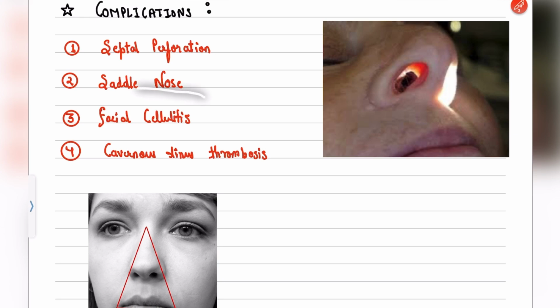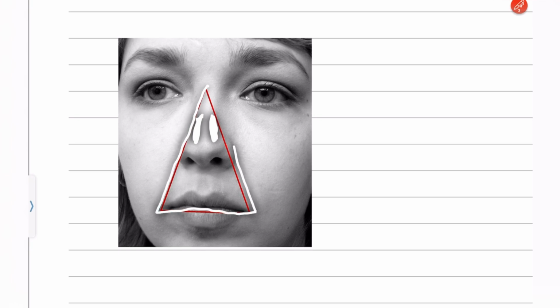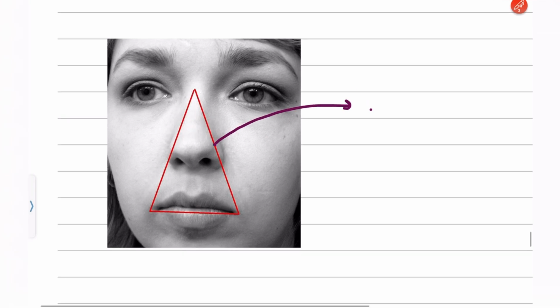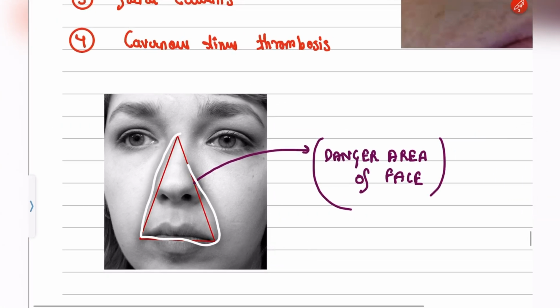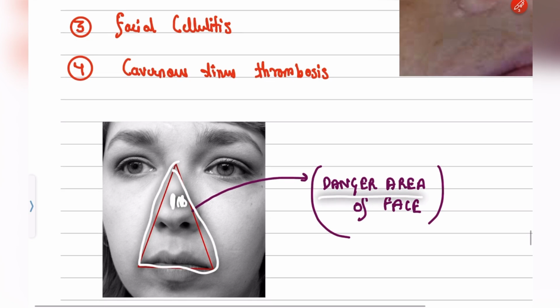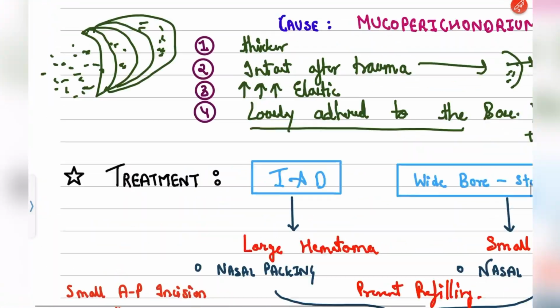Now there are two more conditions: facial cellulitis and cavernous sinus thrombosis. Since we know abscess collection is happening around here, which coincidentally also forms a part of the danger area of the face. So this right here is the danger area of the face. Since septal hematoma and septal abscess occur in this triangle right here, it will lead to facial cellulitis and cavernous sinus thrombosis. So guys, this was all about a discussion on the septum and its pathologies.